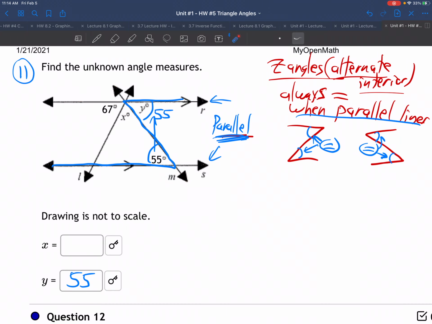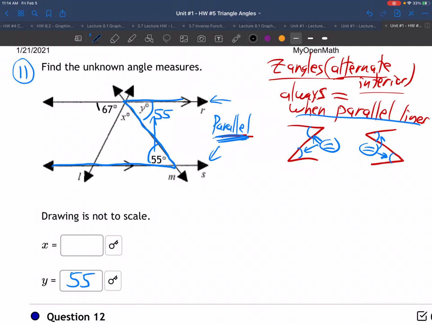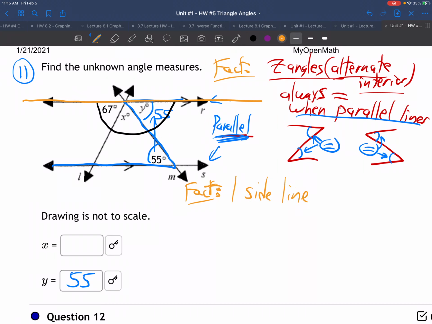And now we can get x. How can we get x? Well, remember that these three are on one side of a straight line, this straight line up here. Remember this is fact number 1, that z angles are always equal. And then fact number 2 is that one side of a line holds 180 degrees. So that means the 67, the x, and the 55 must total 180, right?